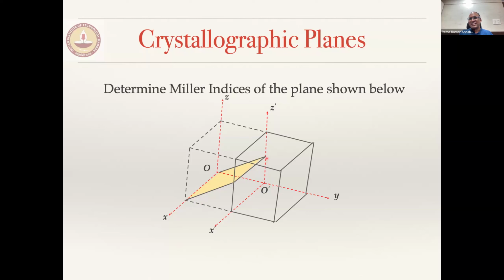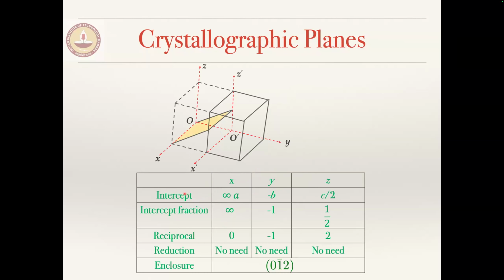It is intersecting the z-axis at 1/2. The x-axis is parallel, so it is infinity. Y-axis is minus 1. Z-axis is 1/2. Correct? The reason why we take the reciprocal is because of the infinity coming into place. So the reciprocal of infinity is 0, then 1, then 2.